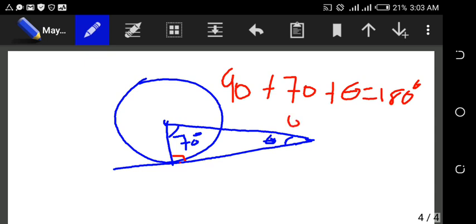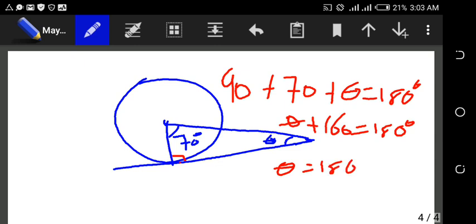So we have theta plus 160 is equal to 180 degrees, and of course theta is equal to 180 minus 160 degrees, and that will give us the value of theta to be equal to 20 degrees. We have 20 degrees. So that's one way we can look at this.